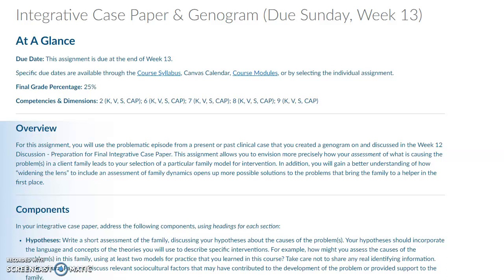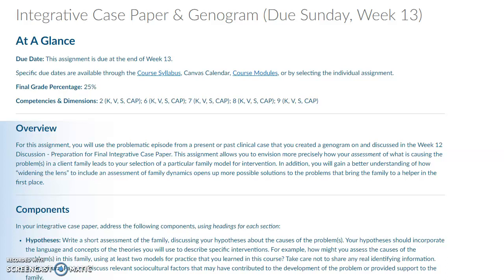So for the assignment, again, it does have to be from a present or past clinical case. If you're having a hard time identifying a present or past clinical case, reach out to me. Like I said, regarding the week 12 discussions, you can potentially use a scenario from a book or a movie just so that you have some information to use for your paper.